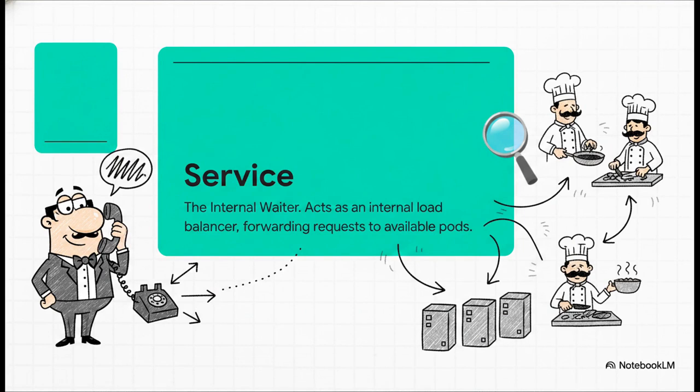Inside the restaurant, we have the service. You can think of this as our internal waiter. This waiter has one stable phone number that anyone inside the kitchen can call to place an order. And when an order comes in, the waiter doesn't care which chef takes it. They just find any chef who's free and gives them the order. It's basically a load balancer for all the internal communication.